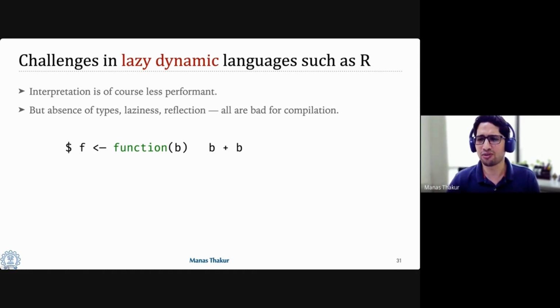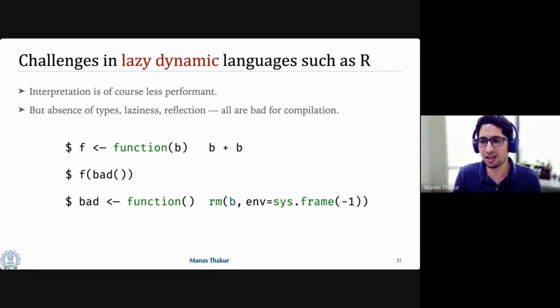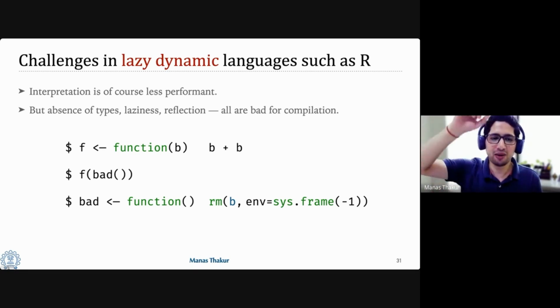What can go wrong? You would assume that any standard compiler would be able to say, okay, emit an addition instruction here, right? No, R is a lazy language and it is dynamically typed. So I can pass a function as an argument to it. It has higher order functions. I can pass a function bad, and R provides a function to reflectively access something from its caller. So here I'm passing bad.